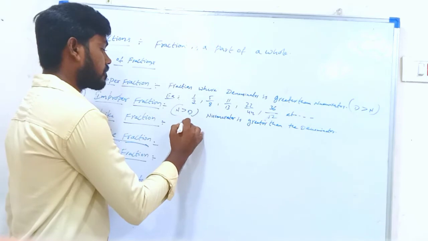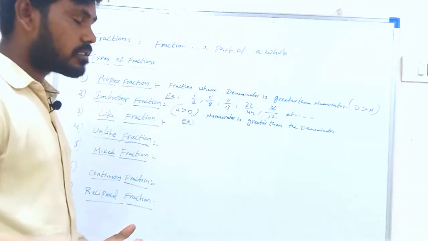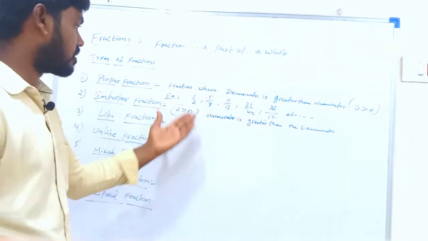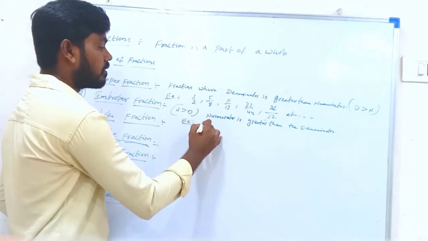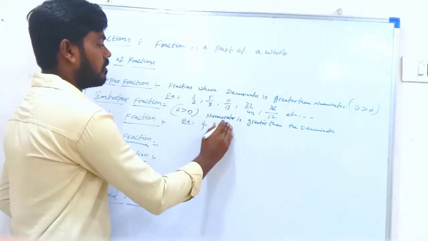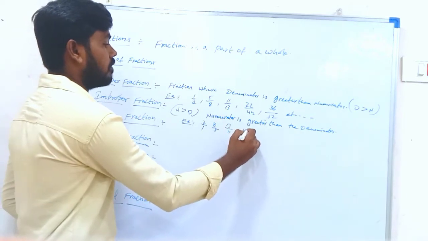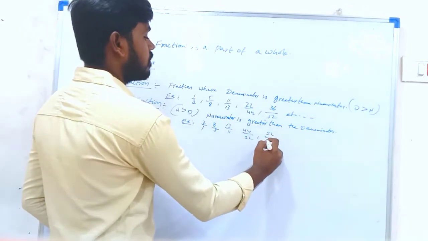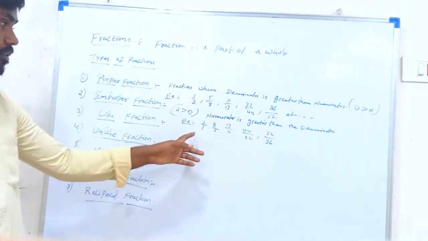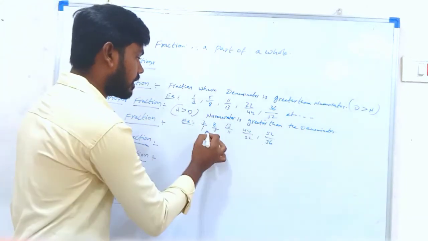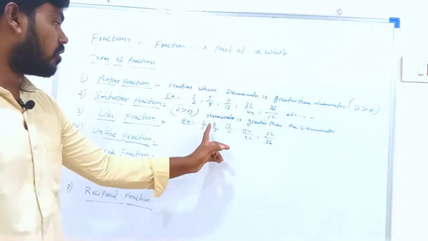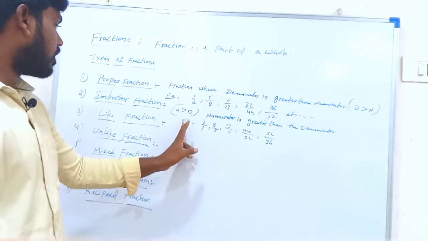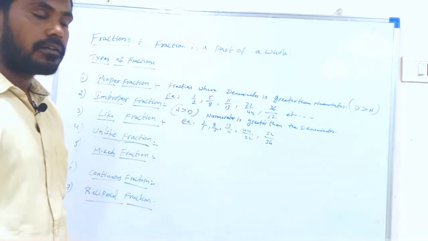For example, if we reverse the proper fractions, we can get improper fractions. See, 2 by 1, 8 by 5, 13 by 11, 44 by 22, 52 by 36. If you observe this, in all fractions the numerators are greater than the denominators. Such kinds of fractions are known as improper fractions.